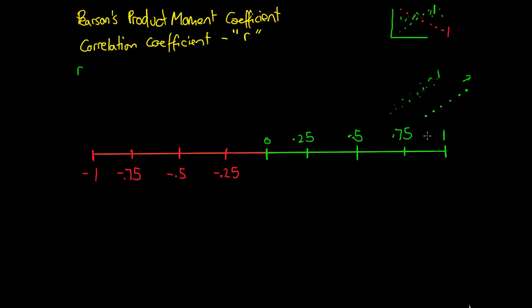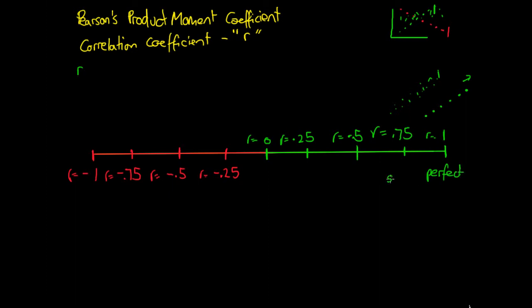So this is R equals 1, this is R equals 0.75, this is R equals 0.5, R equals 0.25, R equals 0. Then we have R equals -0.25, R equals -0.5, R equals -0.75, and R equals -1. So if we've got R equals +1, it's a perfectly linear positive relationship. This is perfect.